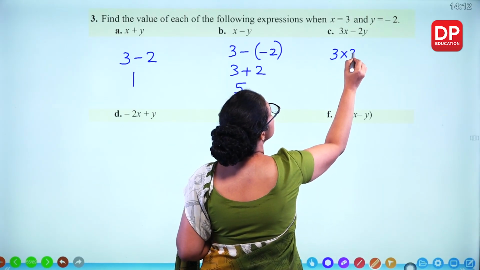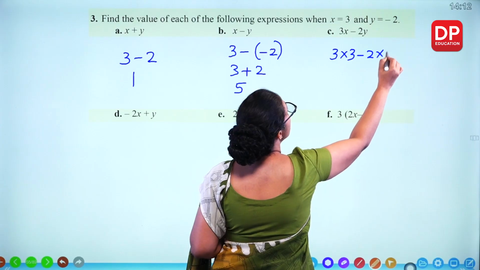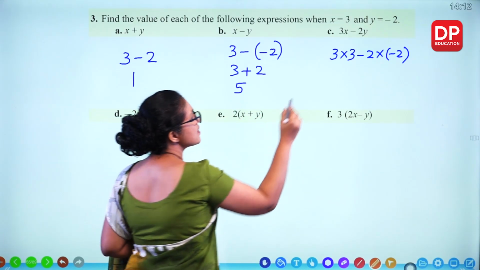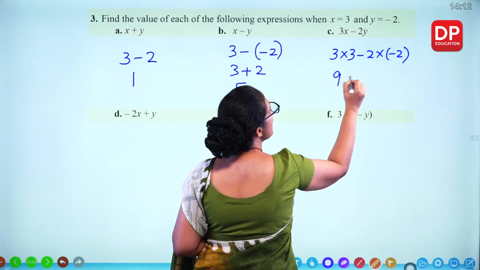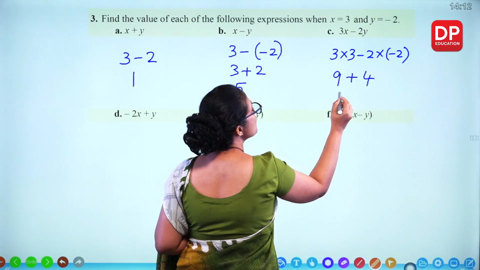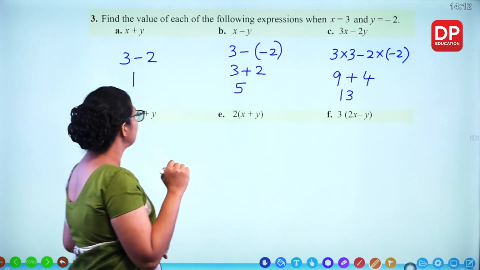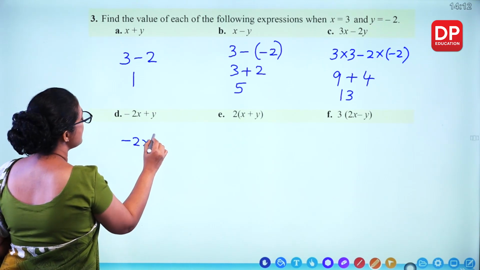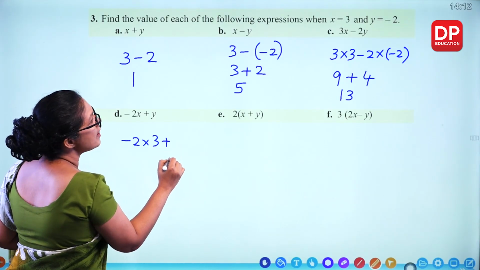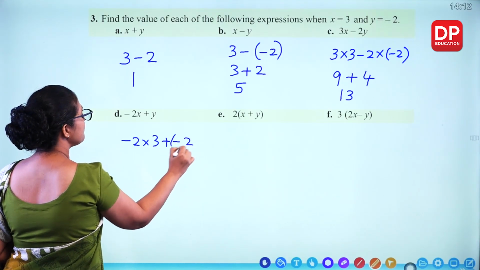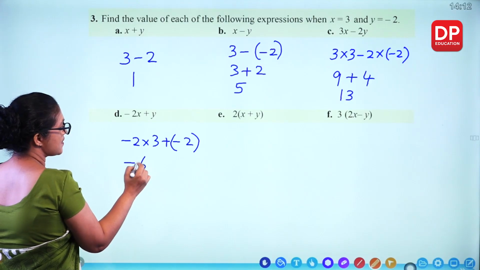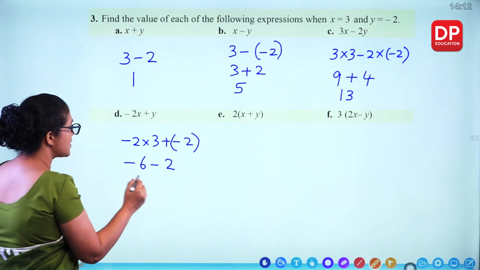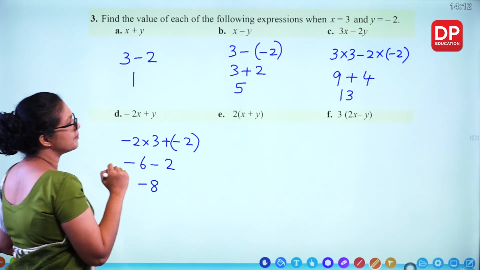3x, that means 3 times 3. 2 times minus 2. Make sure that you put brackets when you get negative numbers. 9 minus minus plus 4. 9 plus 4, 13. Minus 2 times x. x is 3 and y equals minus 2. Minus 6. Plus into minus, minus 2. Minus 2 minus 6, minus 8.